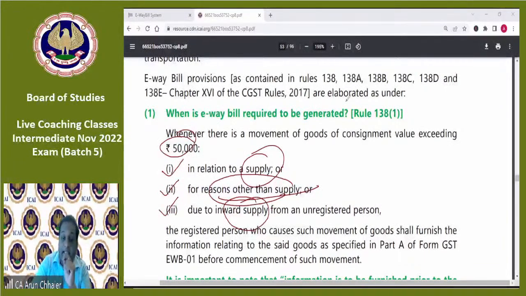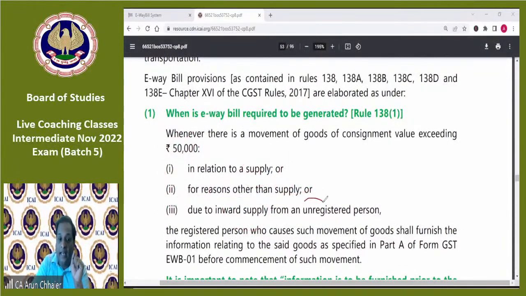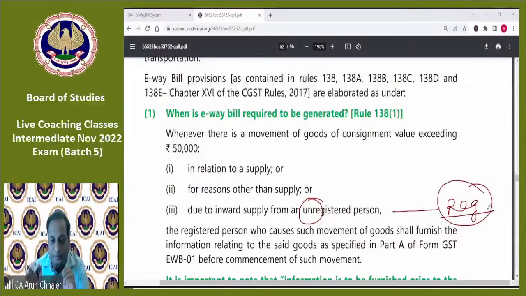Third, if the supplier is unregistered and the recipient is registered, then the recipient will always generate the e-waybill. The e-waybill is required if the value exceeds 50,000. What is the meaning of the value? We'll discuss it in the bottom part. But if there is a movement of the goods, then you need to generate the e-waybill always if the value exceeds 50,000.